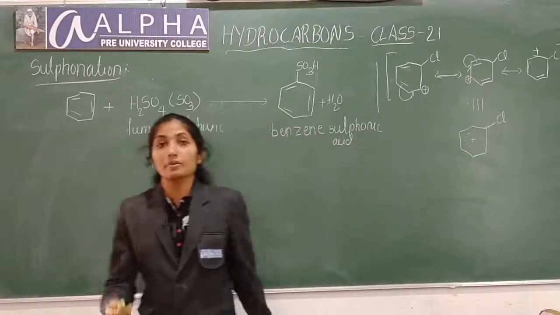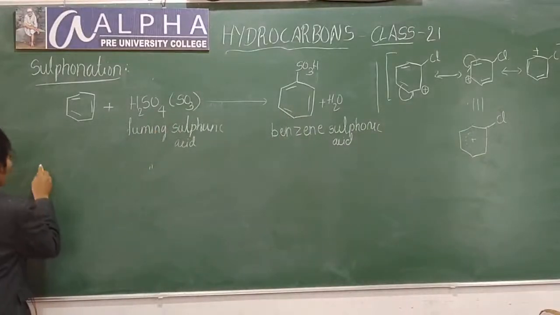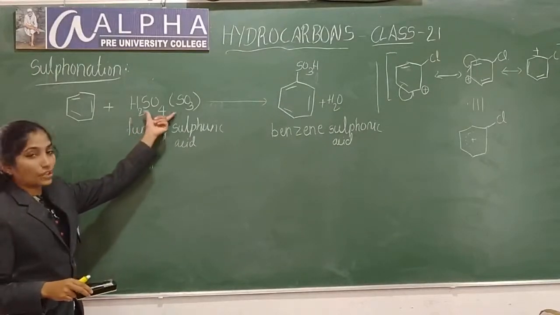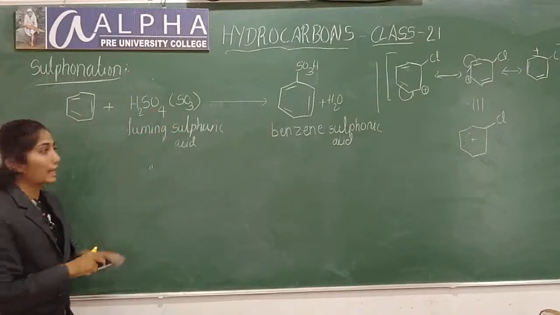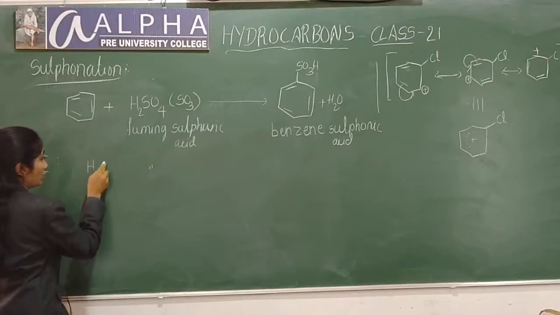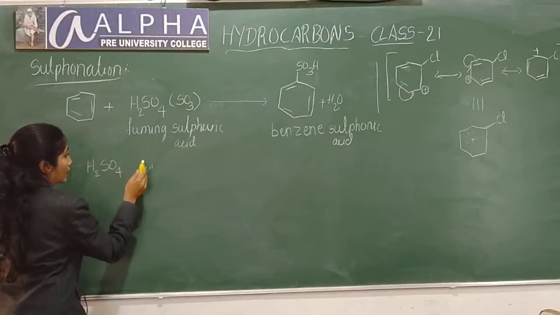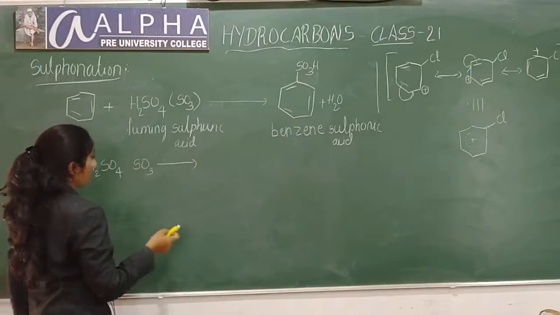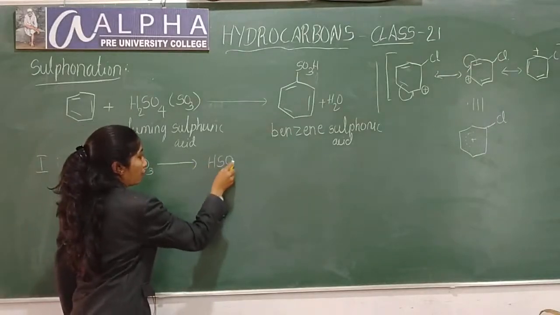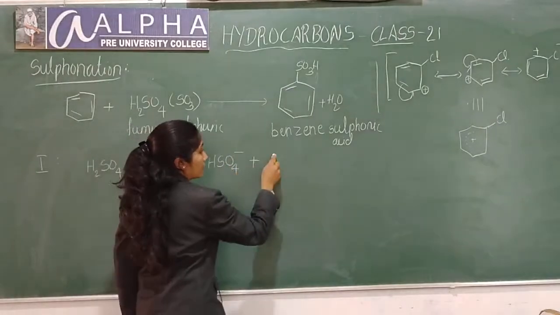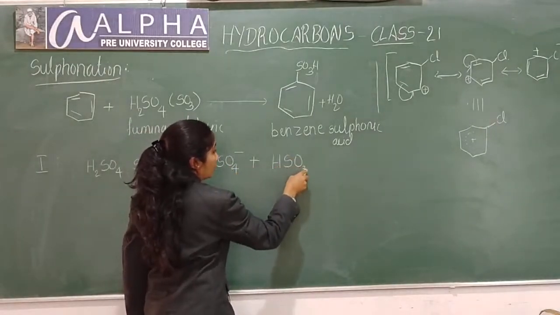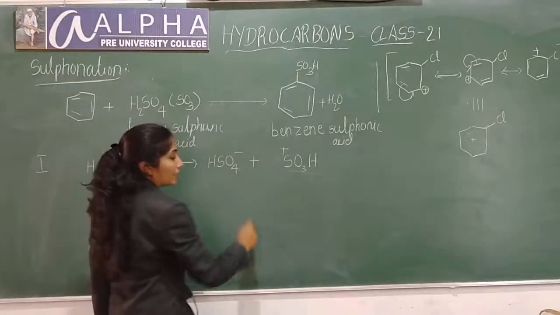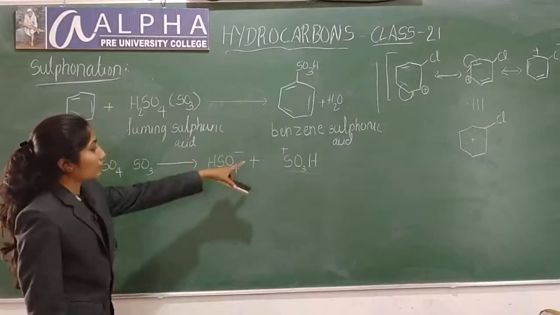The mechanism is the same, only the first step is different, that is generation of the electrophile. So which electrophile will be generated from fuming sulfuric acid? Here H2SO4 and SO3 will be there, and it will form HSO4 minus plus HSO3 or SO3H plus. So this is our required electrophile.